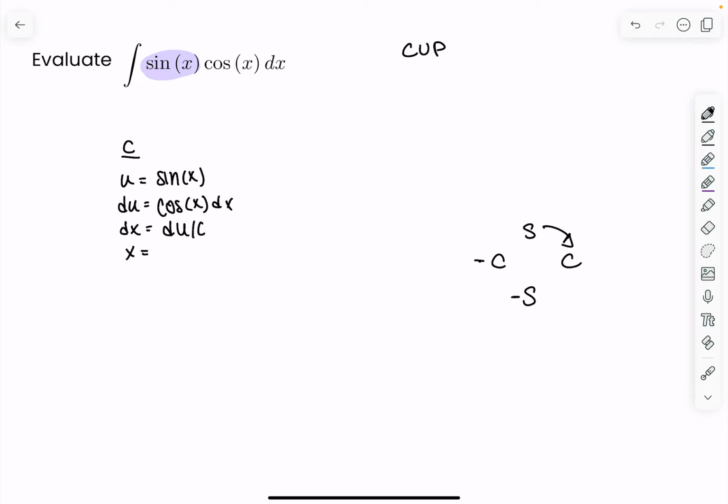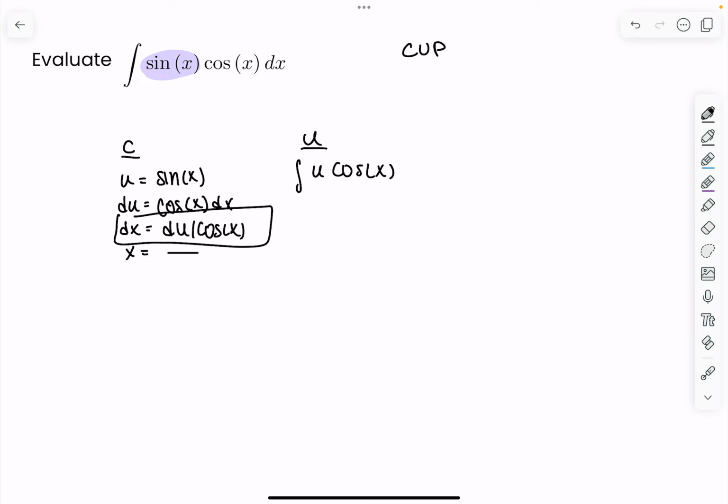So that's going to be du divided by cosine of x. I never solve for x until I get to this part and see if I actually need to solve for x in the first place. So then my integral, I put everything in terms of u. So I have my sine of x, but actually I made that my u. So that's just going to be u. I still have my cosine of x, but my dx, I actually put it in terms of u. So that's going to be du divided by cosine of x.